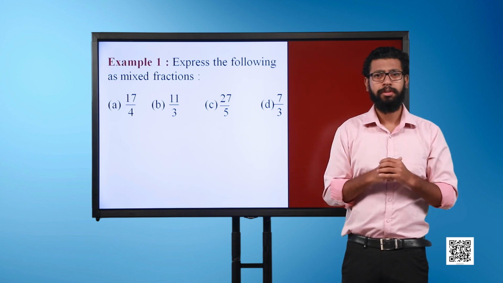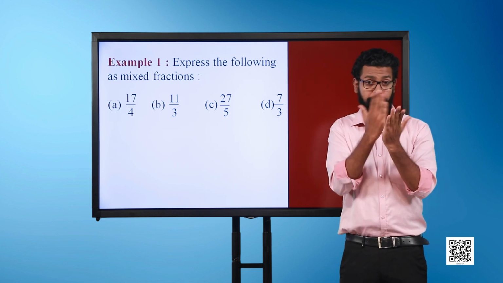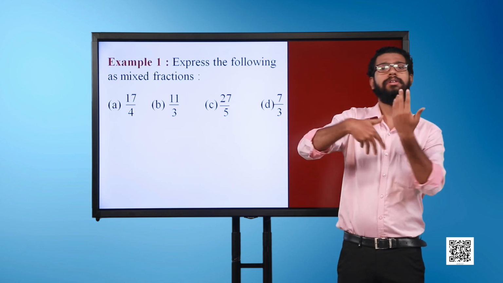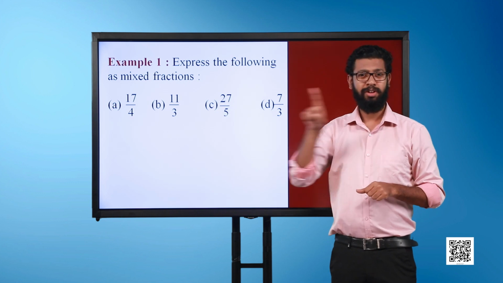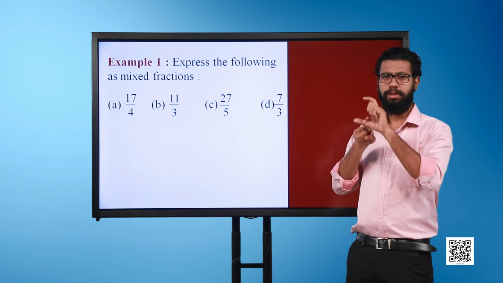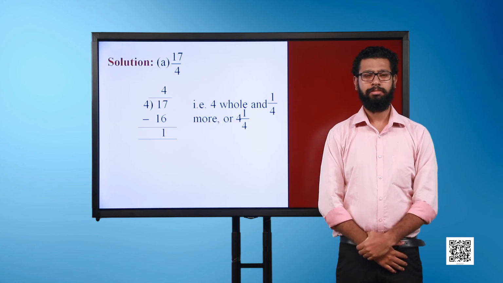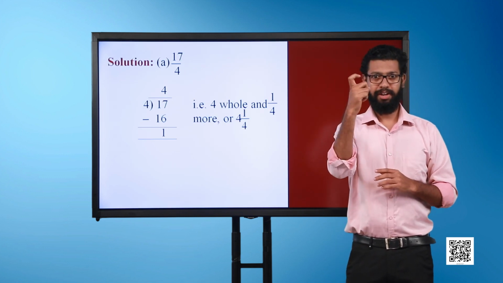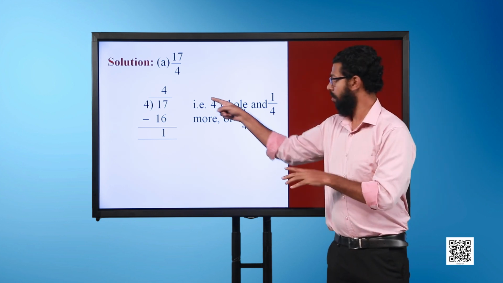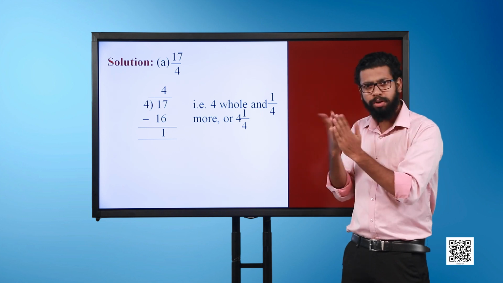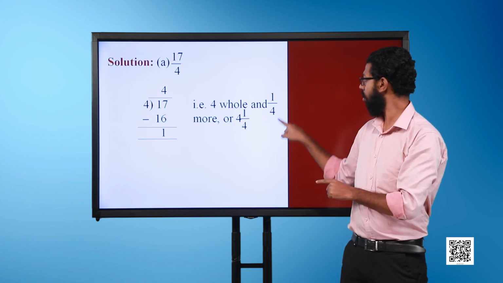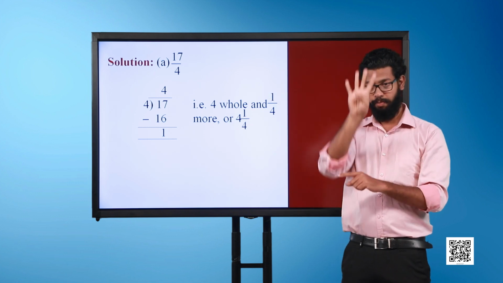Example 1. Express the following as mixed fractions. A. 17/4, B. 11/3, C. 27/5, D. 7/3. Solution. A. 17/4. 17 divided by 4. 4 fours are 16, remainder 1. That is 4 whole and 1/4 more, or 4¼.